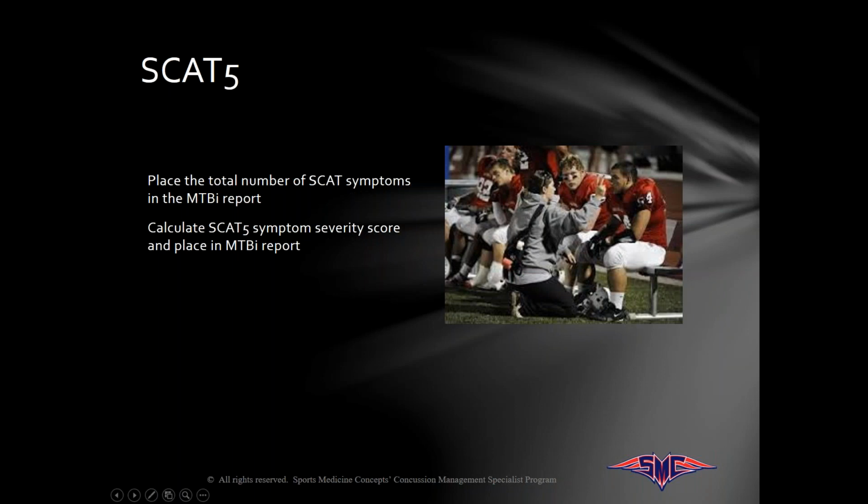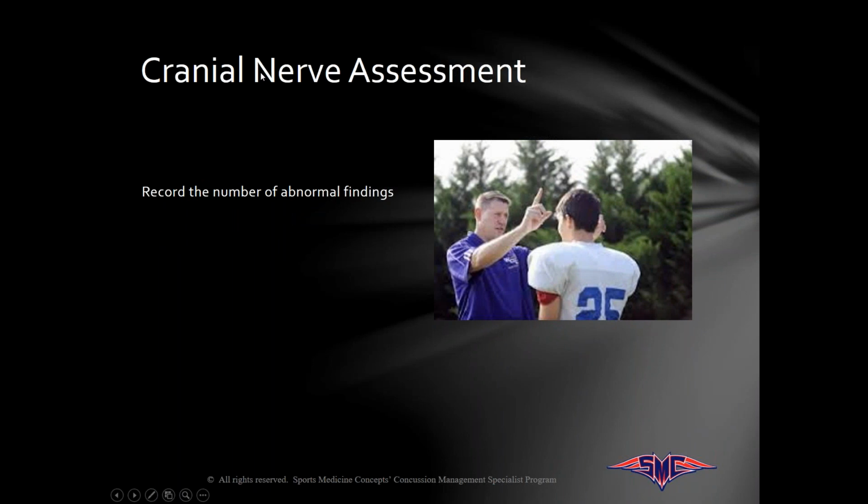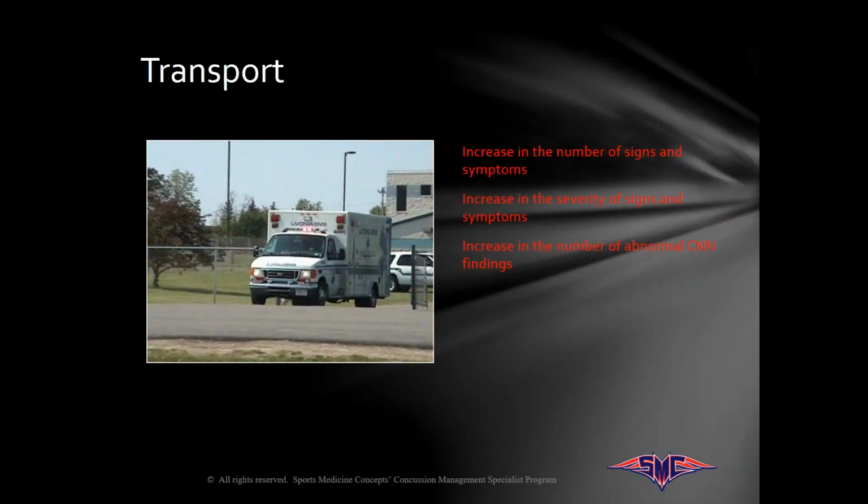As I alluded to, we're going to place the total number of SCAT symptoms, and we're going to calculate that symptom severity score. We're going to complete our 12 cranial nerves, put that in there. And what we're looking for specifically in this trending period is an increase in the number of signs and symptoms, an increase in the severity of signs and symptoms, so a rise in the symptom severity score, an increase in the number of abnormal cranial nerve findings.